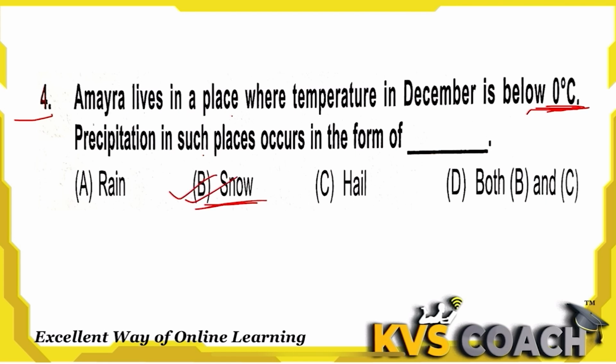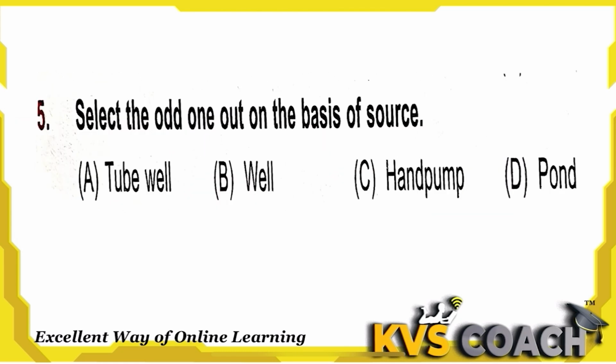Air change into snow because air also have water vapor, so they will change into snow or hail, both, not rain. So rain comes out when the ice water liquefy, but here temperature is 0 degrees Celsius, so it doesn't change into rain, it change into snow or hail. Both B and C is the right answer. Option D is right answer.